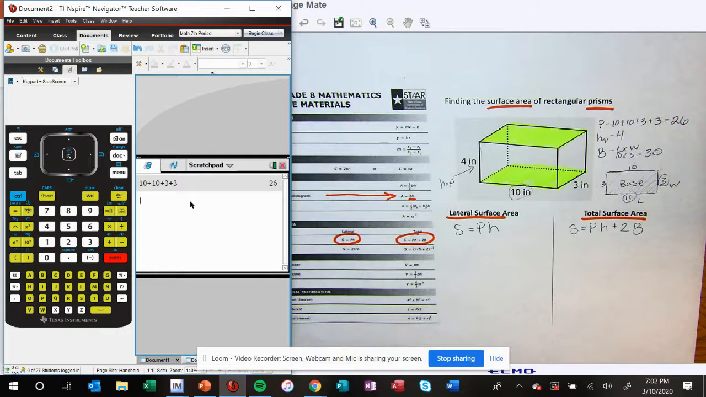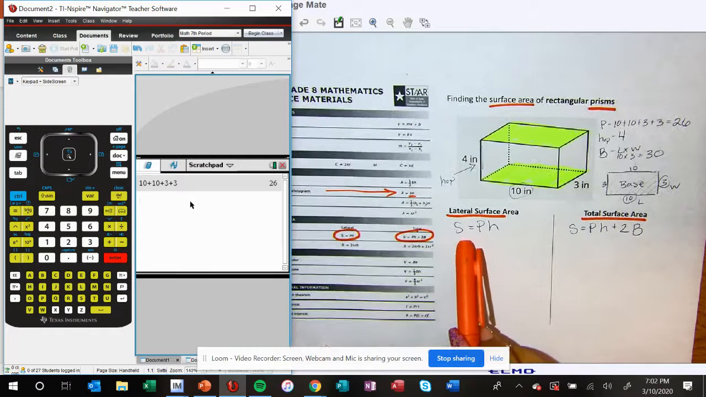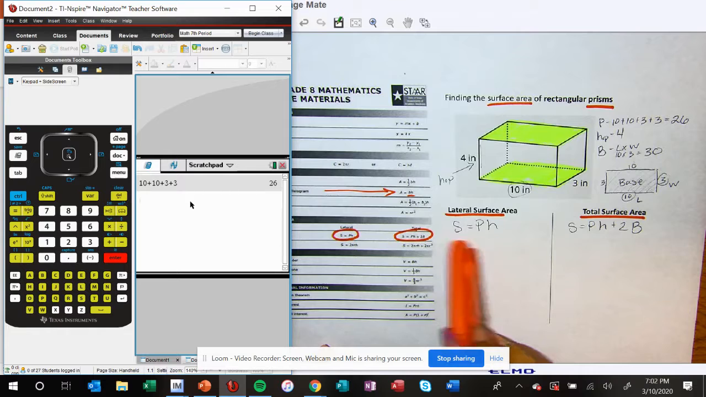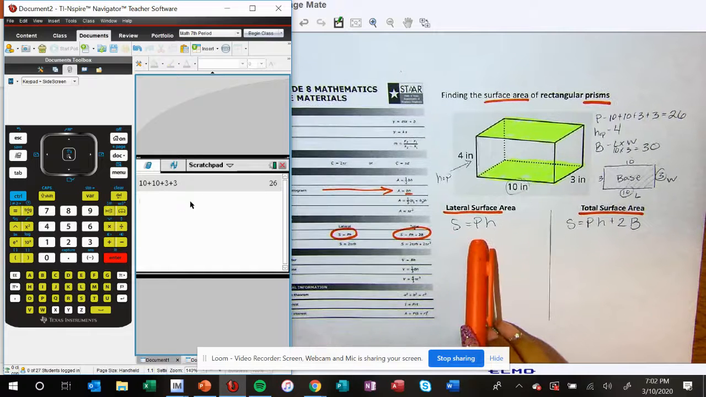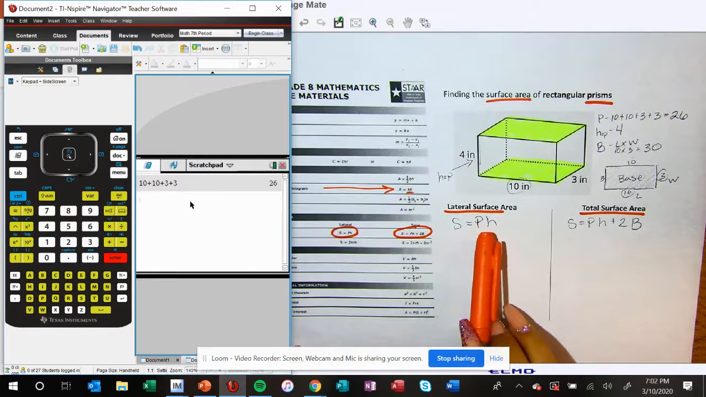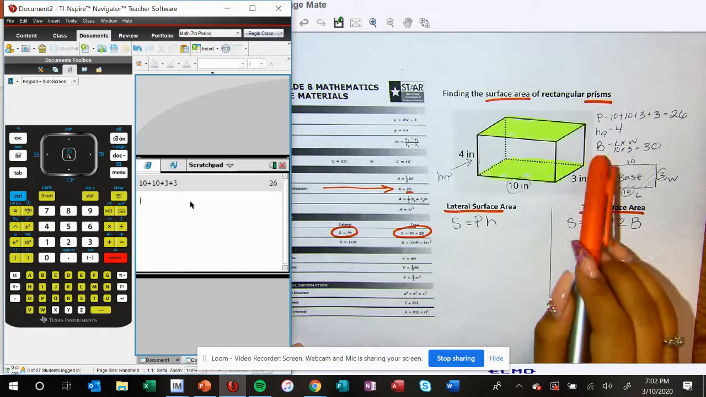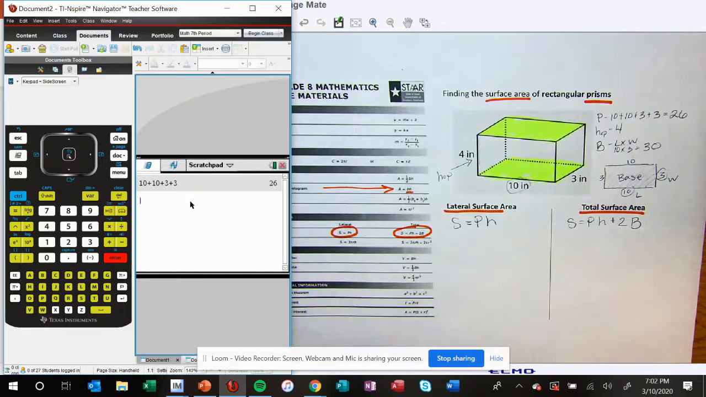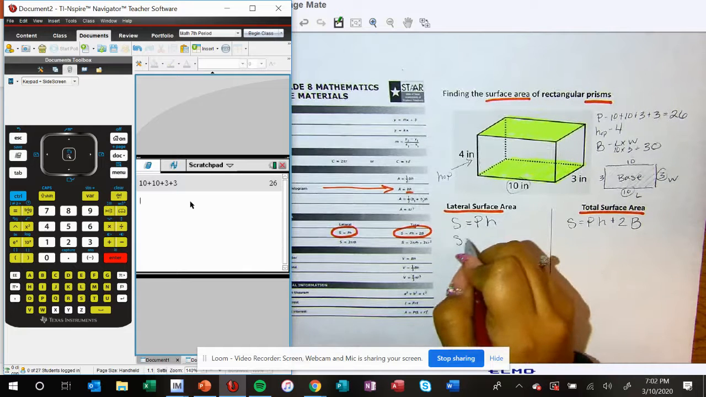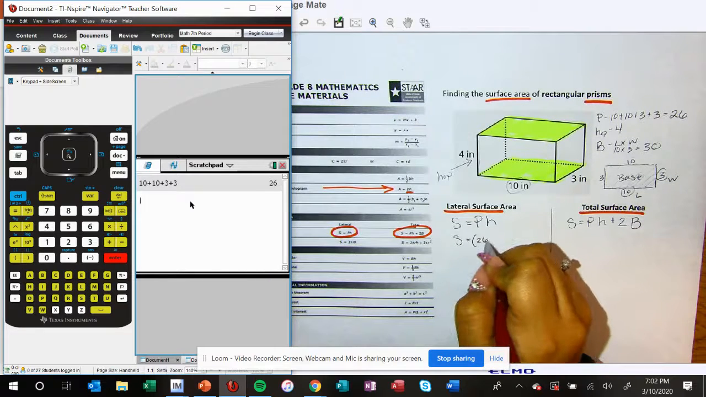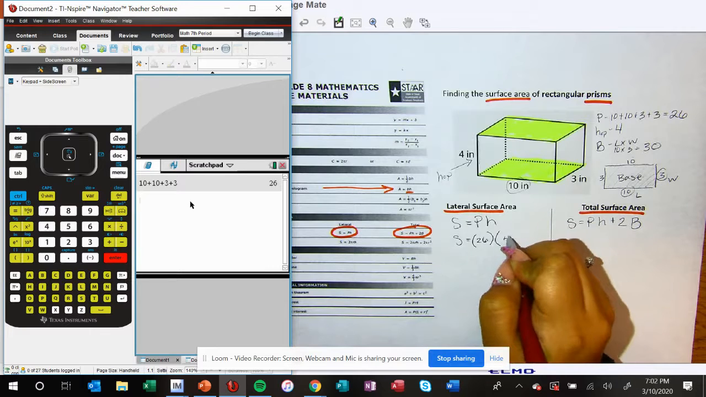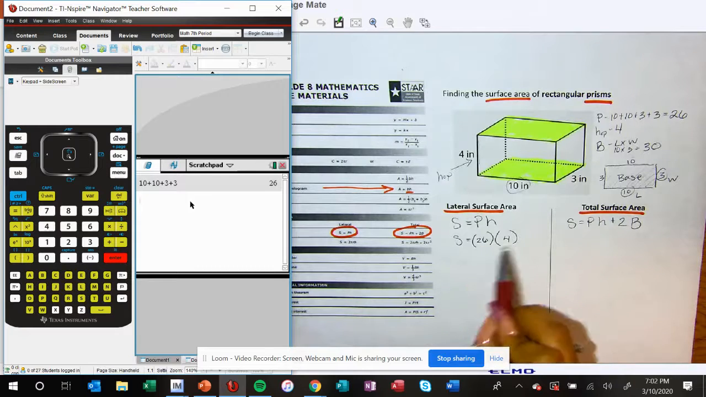When you're doing these problems on your own, make sure that you write the formula out first, because, for example, here, if I were to just be finding the lateral surface area, I wouldn't be finding the big B. I wouldn't need that part. So you would just pretty much be doing extra work for nothing. So let me go ahead and start to plug into my formula. Okay, I plugged in my P and my H.